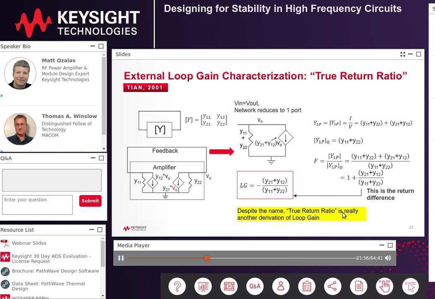And from there, the Y matrix becomes greatly simplified. Since the output voltage is just equal to the input voltage, that becomes a one port. And the determinant of a one port is, in fact, the value itself. So you can remove the active parts mathematically, and what you're left with is the return ratio from the Y matrix. Now, despite the name true return ratio, if you really dig into this, I still consider it a loop gain calculation, and I'll show you why that is in the next slide.